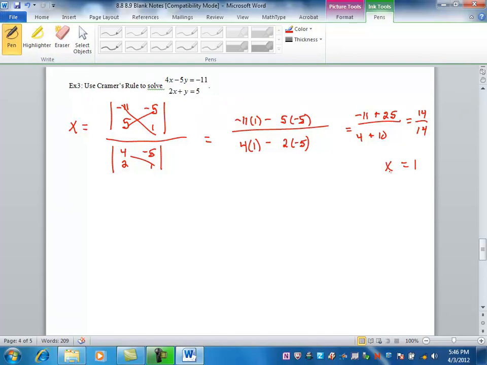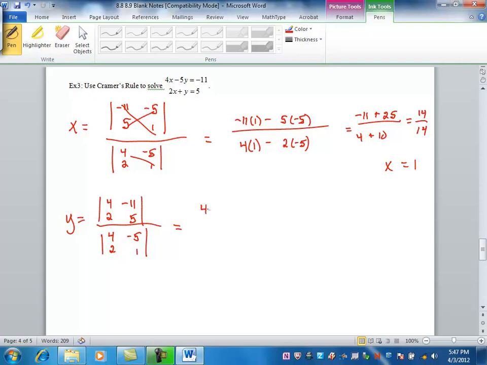And now we're going to solve for y. When we're solving for y using Cramer's rule, we leave the coefficients of the x now on top, and we replace the coefficients of the y with our constants, negative 11 and 5. And the determinant of the coefficient matrix is my bottom once again. So 4 and then 2 below it, negative 5 and 1 below it.